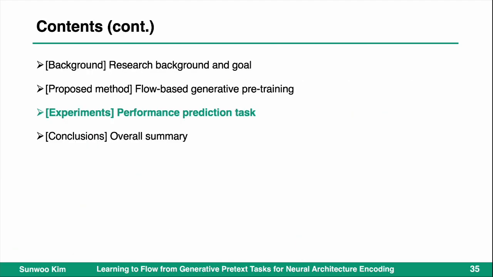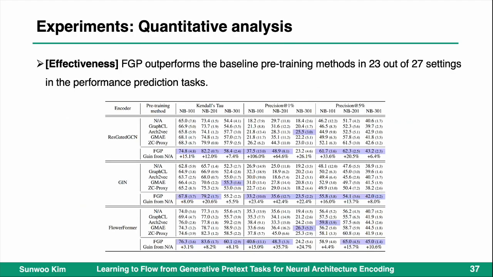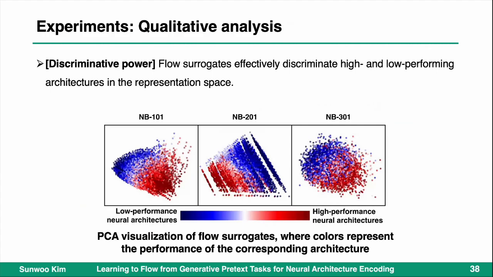We move on to the experiments. We evaluate our method in the performance prediction tests. To this end, we use 3 neural architecture search benchmark datasets and baseline pre-training methods for neural architecture encoding. We use 3 different backbone encoders. First, FGP outperforms the baseline pre-training methods in 23 out of 27 settings. Second, our flow surrogate can effectively discriminate high and low performing architectures in the representation space, suggesting its effectiveness as the pre-training method for neural architecture encoding.